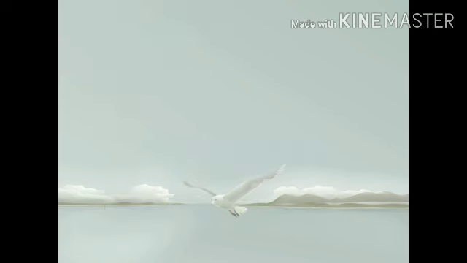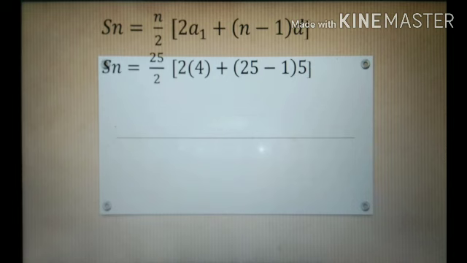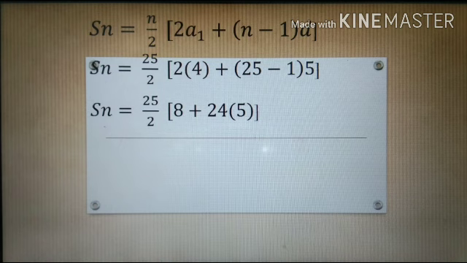By substitution, the working equation will be S sub n is equal to 25 over 2 times the quantity of 2 times the first term, which is 4, plus n, which is 25 minus 1 times the common difference, which is 5. This will be 25 over 2 times 8 plus 24 times 5.